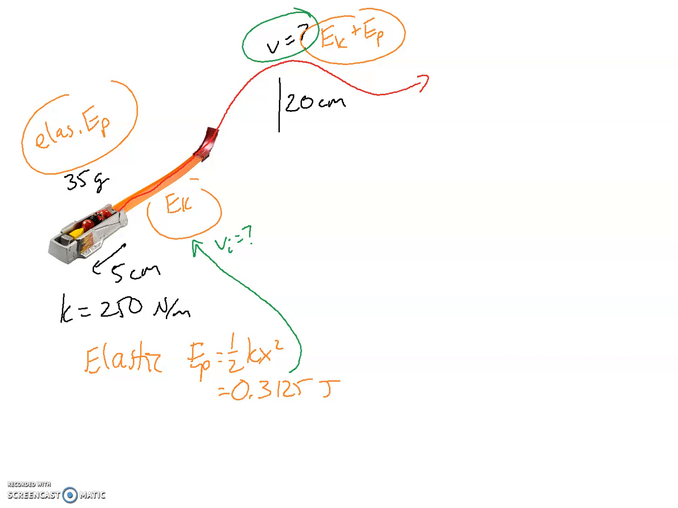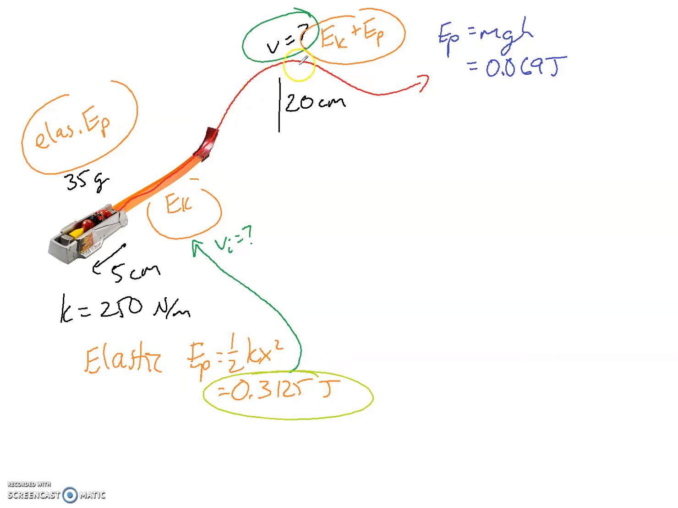So I find the gravitational potential energy at the top. I've got the mass of the car, that's my 0.035 kilograms. Don't forget to change that to kilograms. I know gravity, of course, and I've got my height of 20 centimeters. We've got potential energy of 0.069 joules. All right. So I know my car came in with this much energy. That's my total energy it started with.